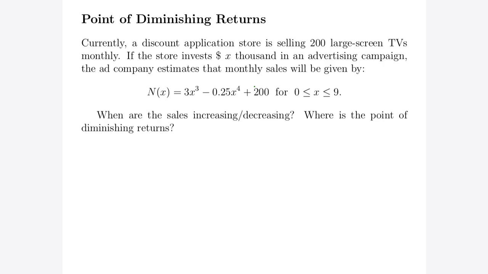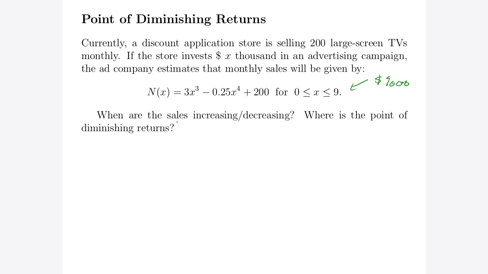Let's pretend that we've got this discount appliance store. I think that's supposed to say appliance instead of application. Oh, well. It's selling 200 large screen TVs monthly. What we're going to do for this store is start by investing some money into an advertising campaign. X is going to be in thousands. So down here in this interval, this is really $9,000. So they're going to invest some money into an advertising campaign.